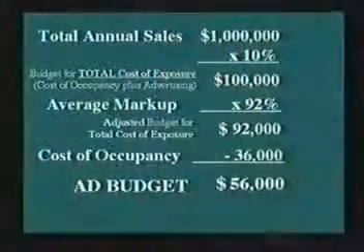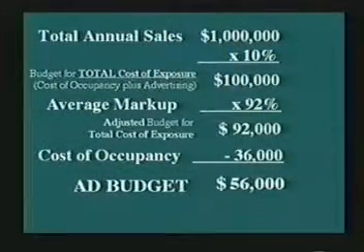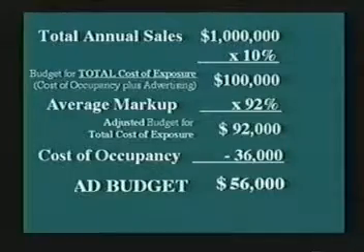Now, if we're projecting sales of $1 million, you multiply it times 10%, you have a budget for total cost of exposure of $100,000. Now, we're going to assume that this particular company is falling short of Keystone. Keystone is a slang term for 100% markup. Bought it for $1, sold it for $2. 100% markup.